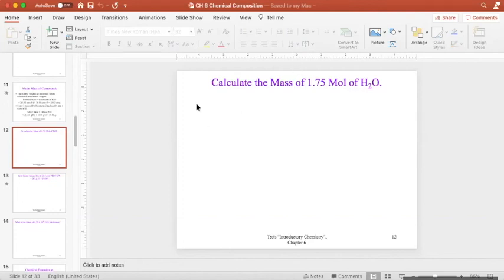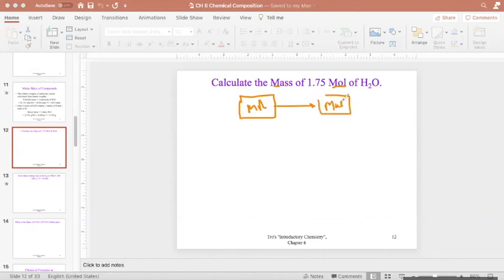So if you have 1.75 moles and you need grams, again the two solution box, let me do fast. Mole to mass, and then I can write the conversion factor. I can say 18 grams of water is equal to 1 mole of water. And we already know how I got this 18 grams, right? From the periodic table, 2 hydrogen, 1 oxygen is a molecular mass.